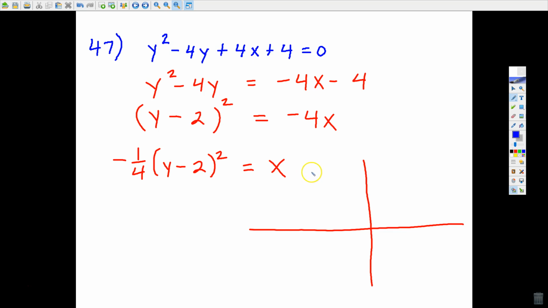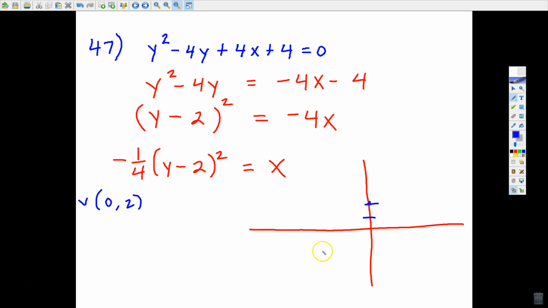Somebody want to take it? Yeah. 0, 2. Yeah, there is nothing being added or subtracted to x, so that's our x-coordinate, 0. The y-coordinate is this number, but we got to be careful to do the opposite. So 0, 2 is the vertex. We'll just list all of our information out here.